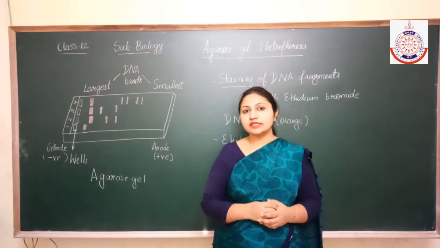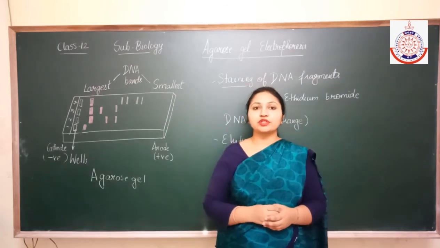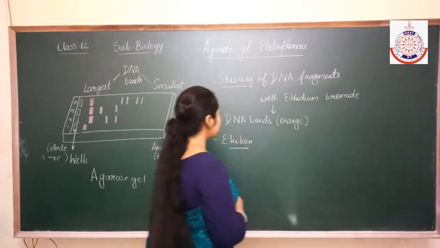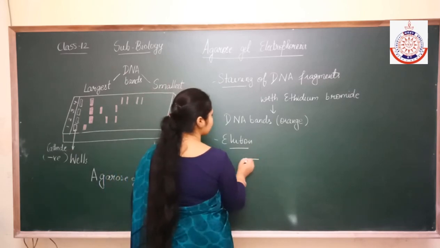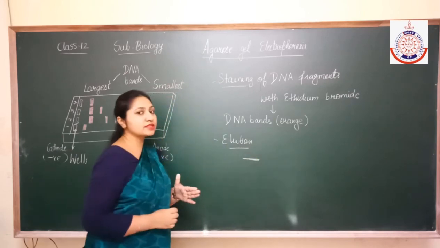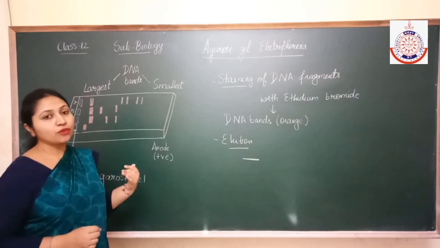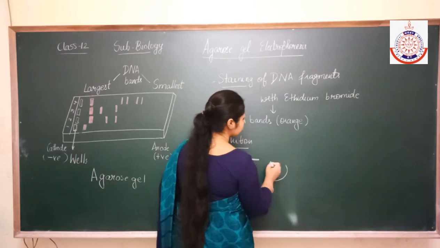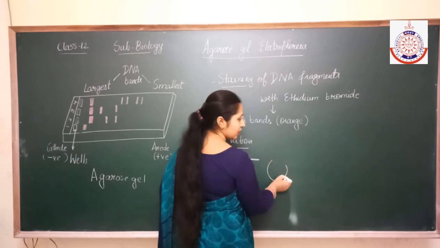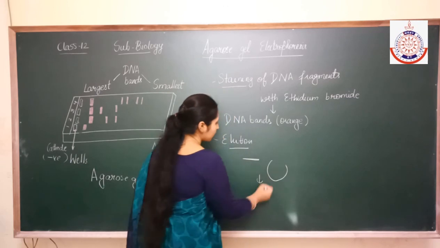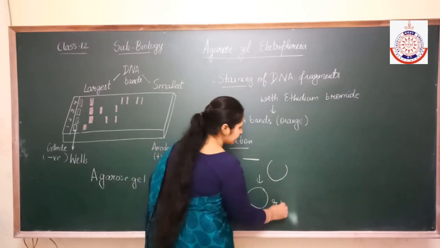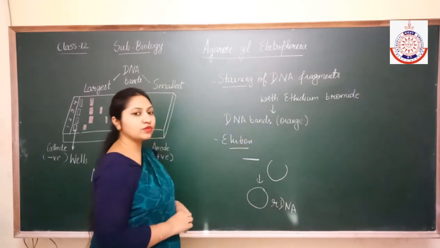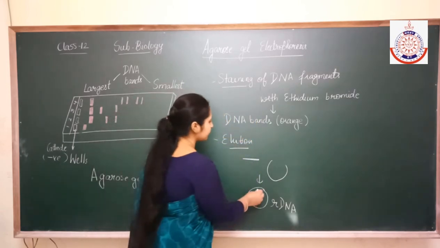But now, how are these DNA fragments helpful in producing the rDNA, the recombinant DNA? As we are able to get the DNA fragments separated from the gel, these DNA fragments are joined with the plasmid DNA, or you can say the vector DNA, for producing the rDNA. In this manner we are able to produce the rDNA.